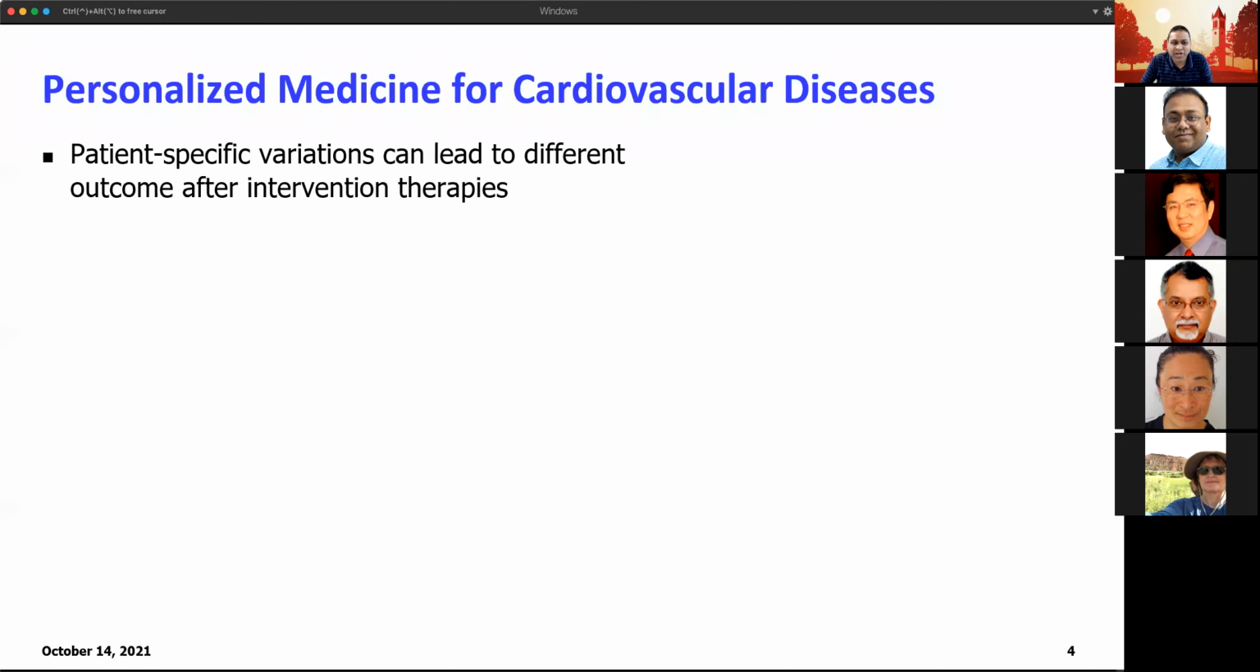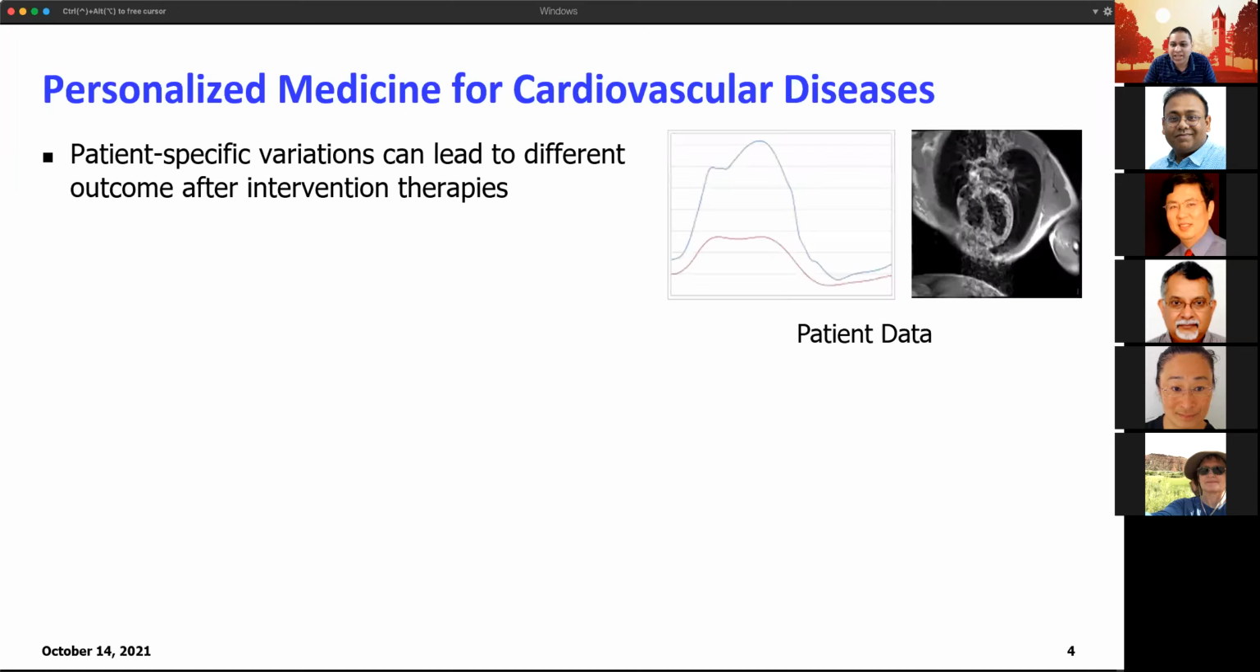What particularly we are interested in is what is called personalized medicine. Till now, it has been assumed that whatever treatment you have is based on groups of people. So most of the treatments are based on statistical averages. But for the last 10 years or so, there's been this new idea that patient-specific variations can lead to different outcomes. So the idea is basically to take patient-specific data.